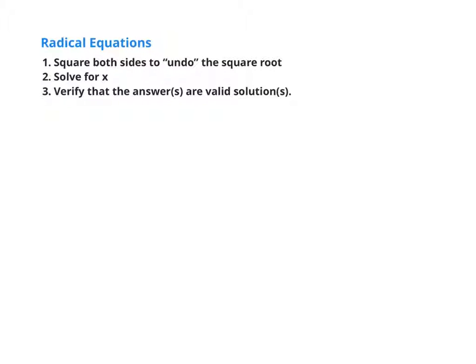So that squaring is just undoing the square root. So we're left with what's underneath the square root, 2x minus 3. And if we square 4, we get 16. Now we have a simple linear equation that we can solve. So add 3 to both sides and divide both sides by 2. Okay, now we get that for an answer.